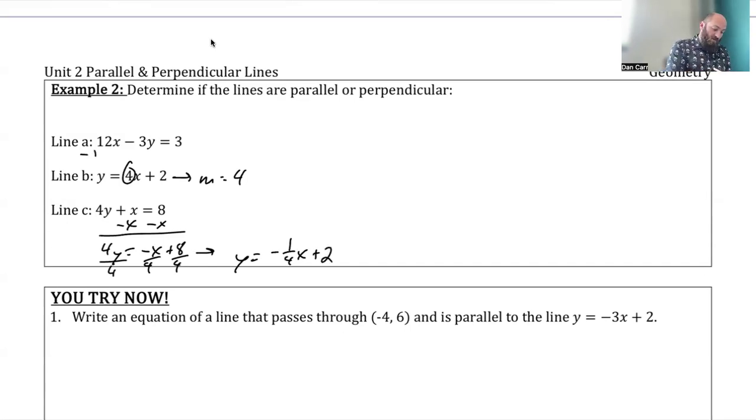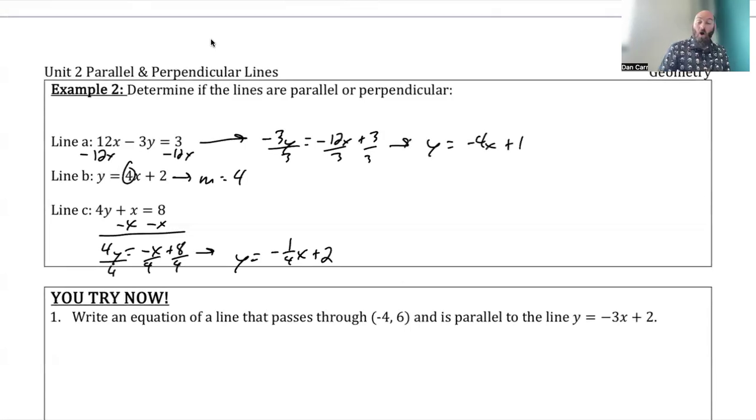Over here, let's do the same thing. Let's subtract 12x over. So that's negative 3y is equal to negative 12x plus 3. And divide everything by 3. So I get y is equal to negative 4x plus 1. So my first slope that I found was this one. This slope is negative 4. This slope is negative 1/4. None of them are the same, so we have no parallel lines.